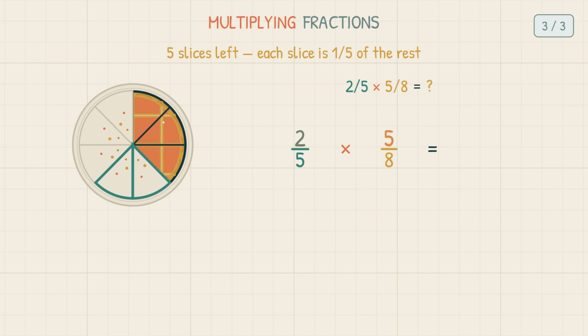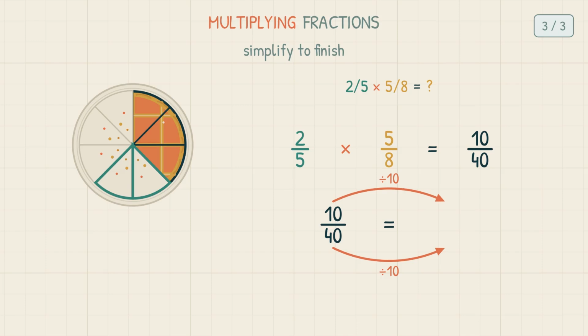Tops, 2 times 5 is 10. Bottoms, 5 times 8 is 40. 10/40. 10 and 40 both divide by 10, 1/4. Ben eats 1/4 of the whole pie.